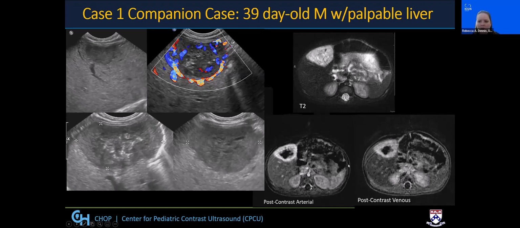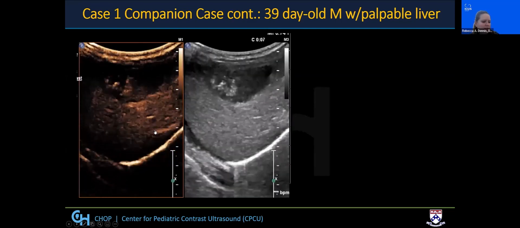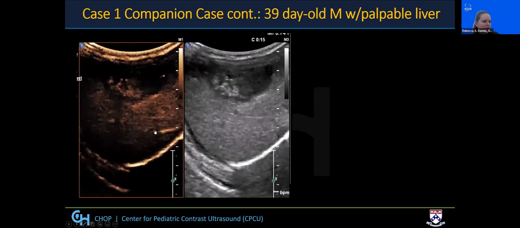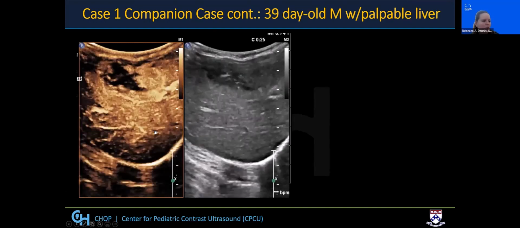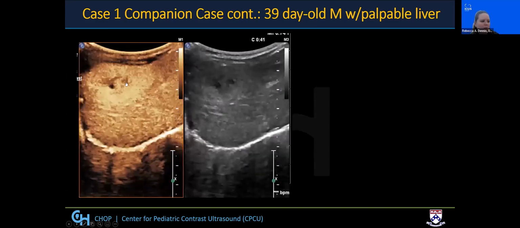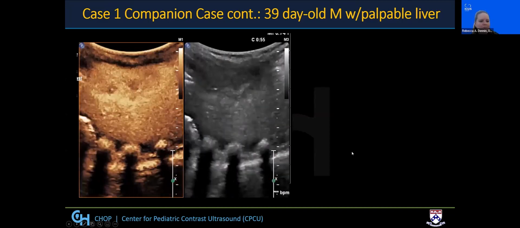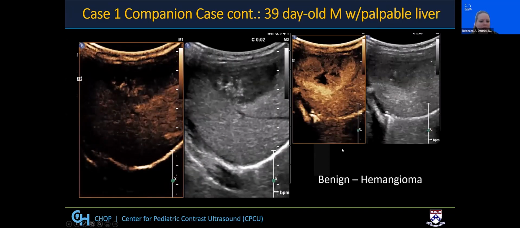So this is typical for hemangioma, and a contrast ultrasound was obtained, so a future follow-up could be done with ultrasound, so the patient wouldn't have to get continual MRs. And this is from the contrast enhanced ultrasound right after injection. This patient's 39 days old, so of course there's a lot of respiratory motion, and just like we saw on the MR, we have this peripherally enhancing lesion that slowly fills in. And this is compatible with a hemangioma.